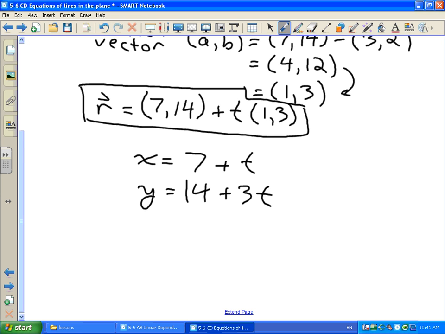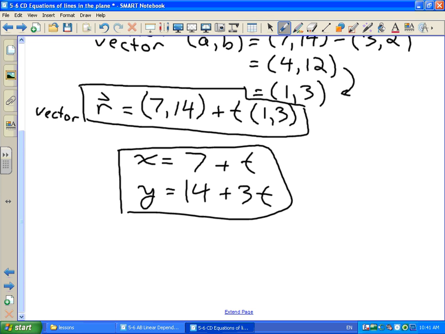So this is our parametric equation here. This is our vector. This is our parametric. Now, finding two other points that lie on this line amounts to just choosing a value of t. Okay. So, pick a value of t here.